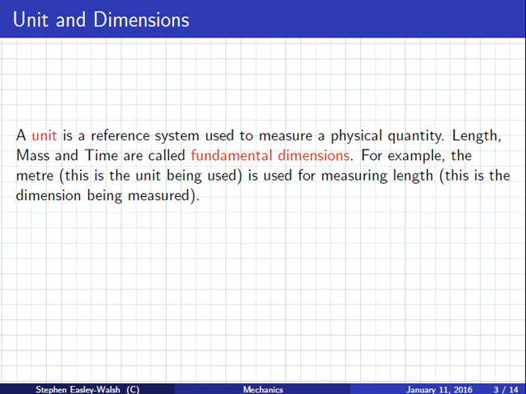So there are 3 fundamental dimensions: length, mass, and time. These are called the fundamental dimensions. For example, the meter is what we use for measuring length. Actually, maybe before I go on, you might even want to write that down, that there are 3 fundamental dimensions, and they are length, mass, and time.